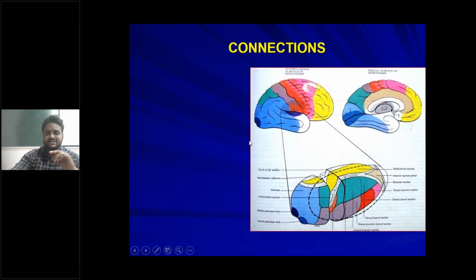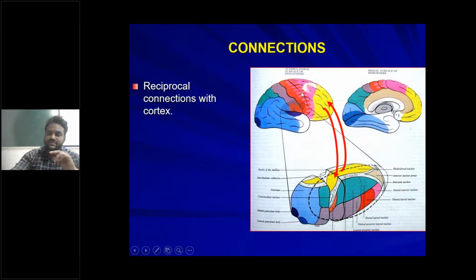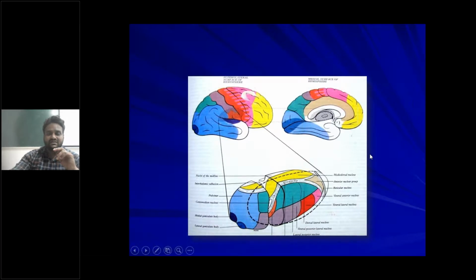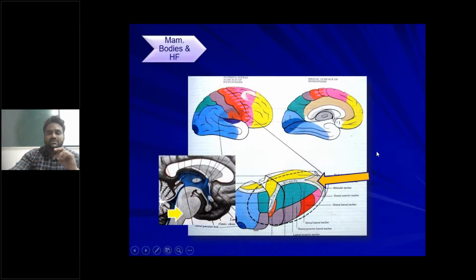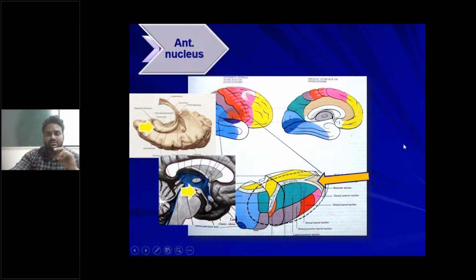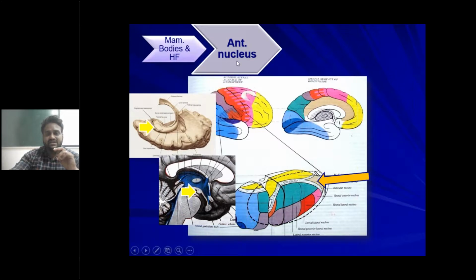The thalamus has two types of connections: connections with the cerebellum and the cerebrum, other cortical areas, and connections between the nuclei of the thalamus. Two types of connections. Now we see the four nuclei connections one by one. First, the anterior nucleus.